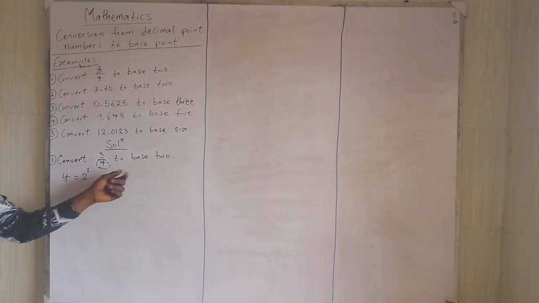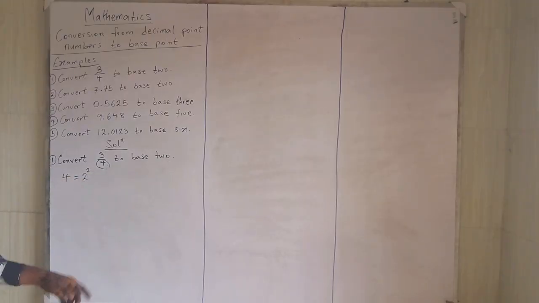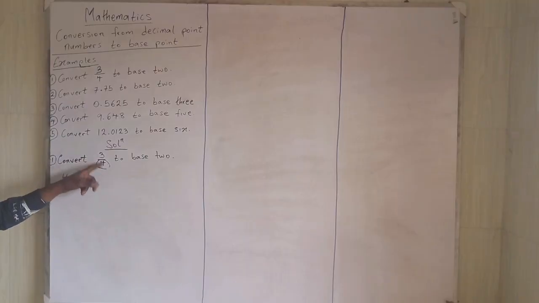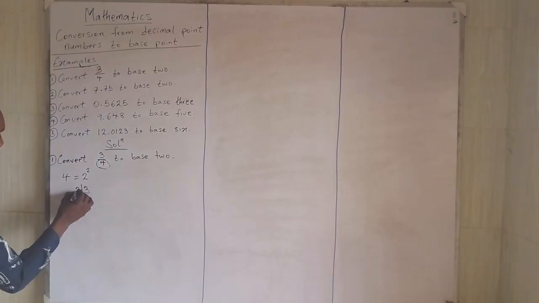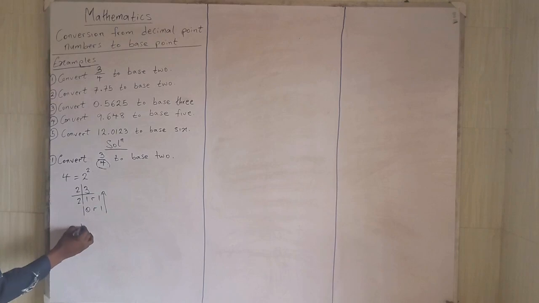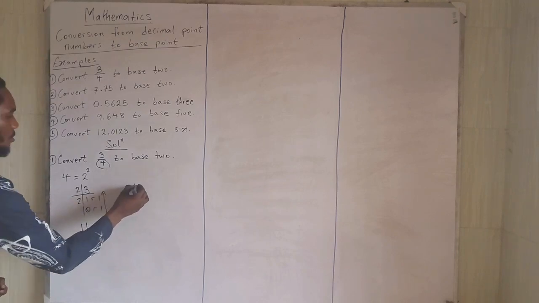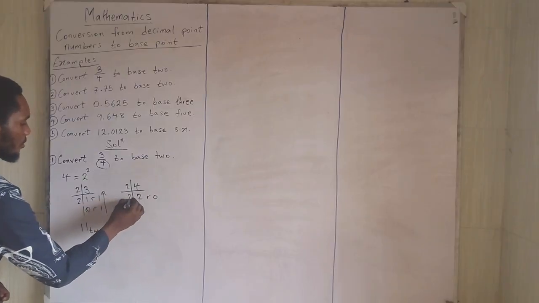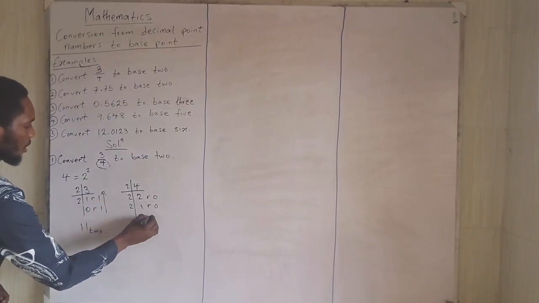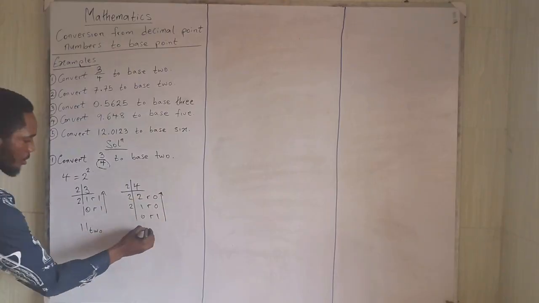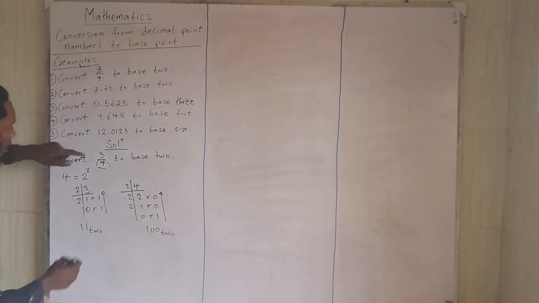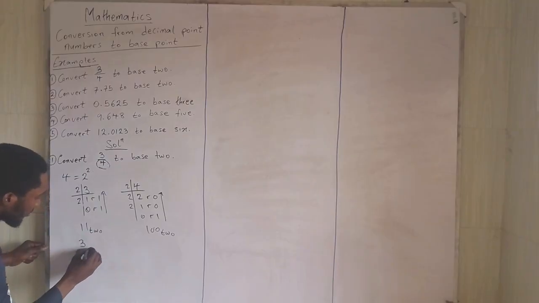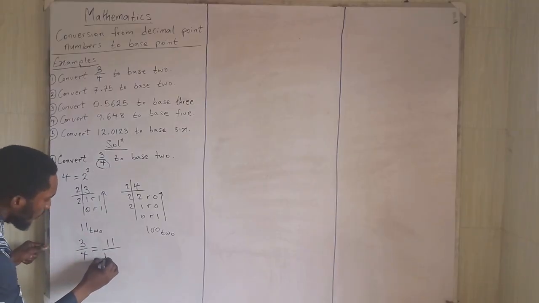Since we can write the denominator as a power of the base, all you need to do is convert 3 to base 2 and 4 to base 2. Convert 3 to base 2. This will be 1 remainder 1, 0 remainder 1, so 11 base 2. And to convert 4 to base 2, that is 2 remainder 0, 1 remainder 0, 0 remainder 1. That is 100 base 2. 3 over 4 is equal to 11 over 100.